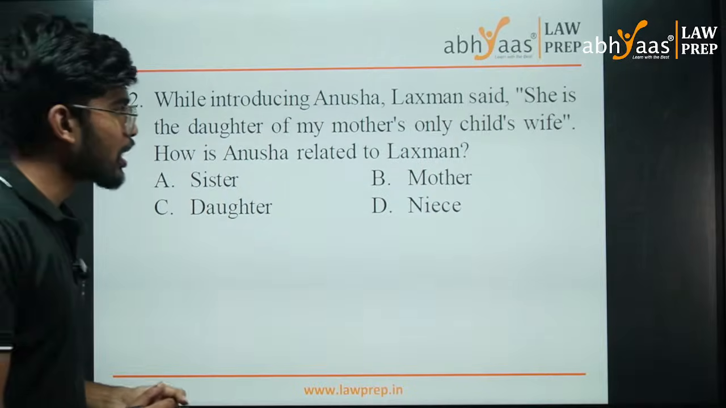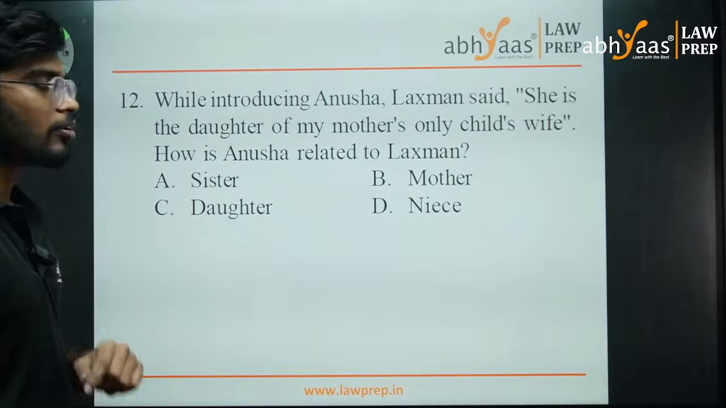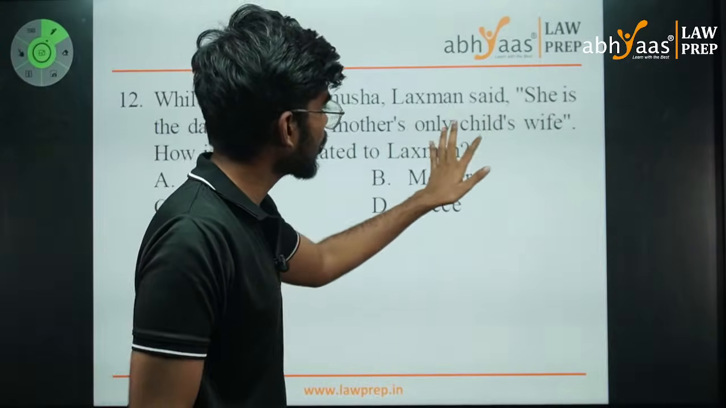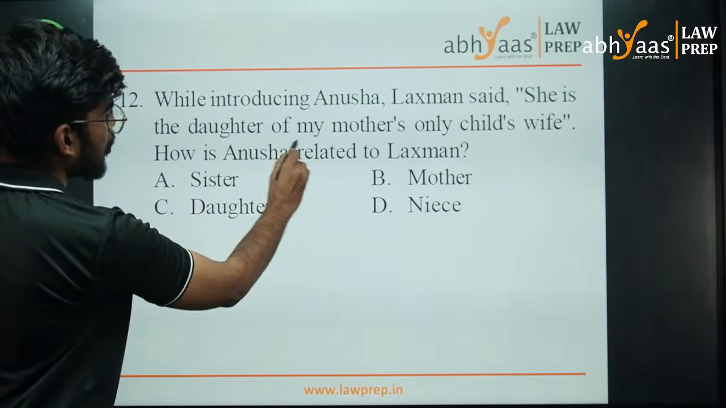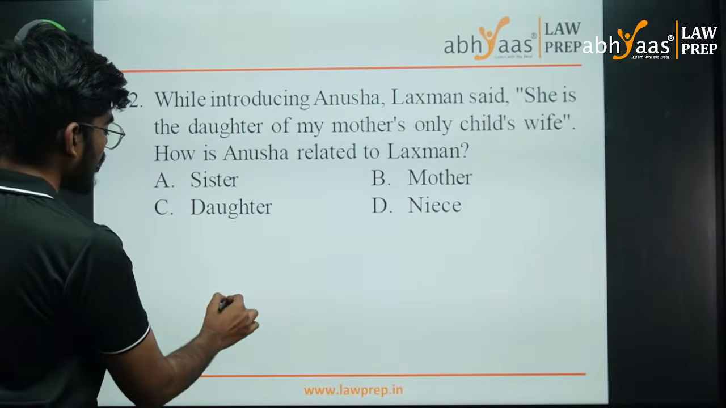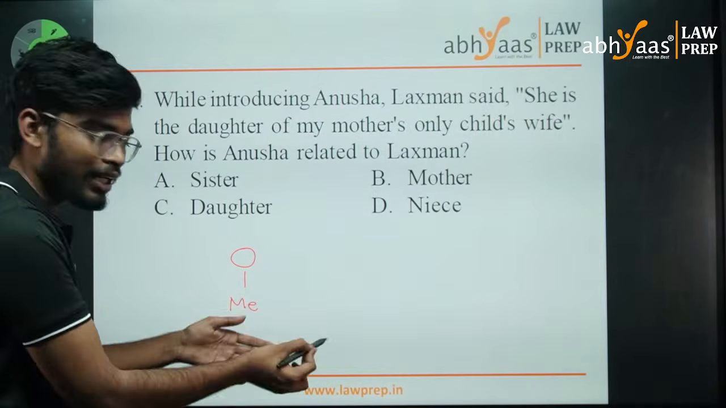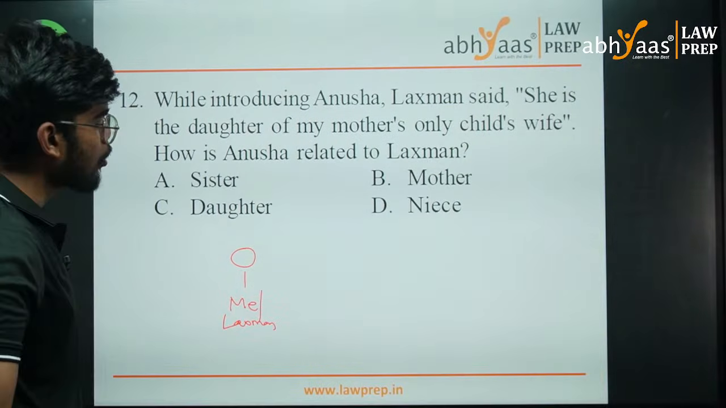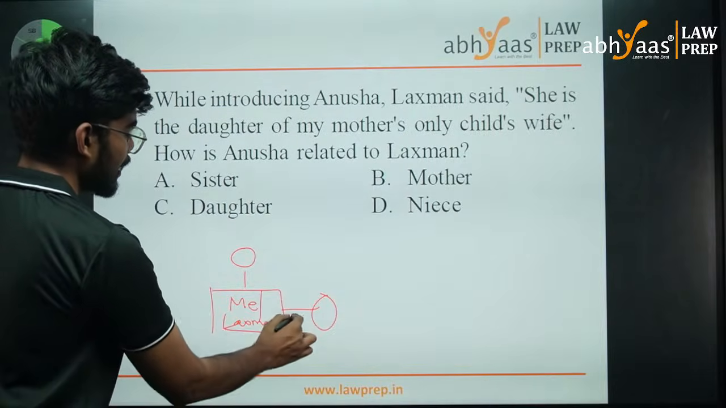While introducing Anusha, Lakshman said, she is the daughter of my mother's only child's wife. Okay. Say for example, this is me, my mother's only child. So this person, Lakshman is telling, right? So here it is me or Lakshman, both are same, so you don't confuse. Yeah, daughter of my mother's only child's wife.